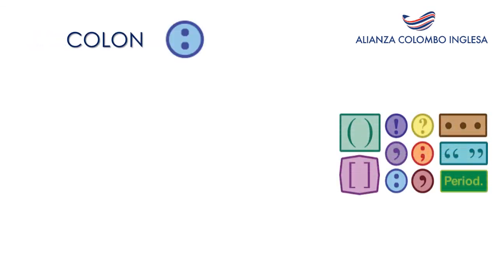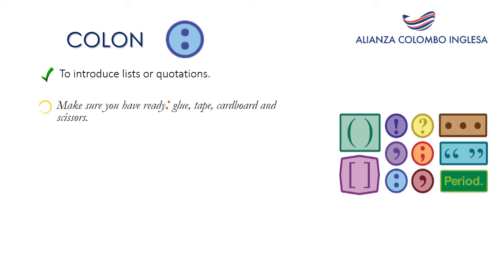So, there's 2 different uses for this one. The first one is whenever you want to introduce either lists or quotations. Let's see an example. What materials do you need? Well, make sure you have ready: glue, tape, cardboard, and scissors. Second one, when we basically say what someone said to us. He angrily said: "Go back to the office and quickly bring that file." It sounds like a bossy boss, right?